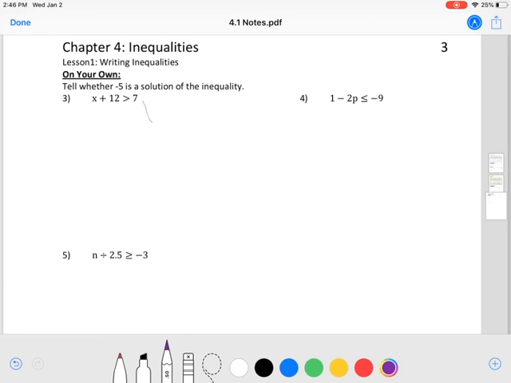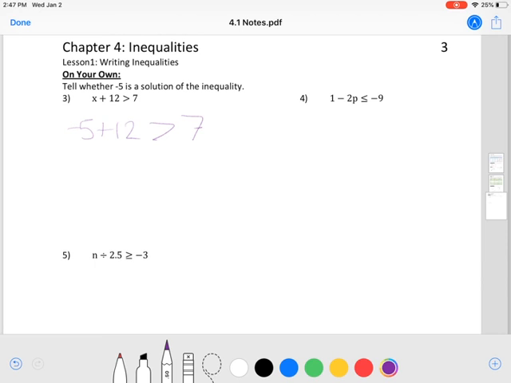All right, so number 3, x plus 12 is greater than 7, and it wants us to say whether negative 5 is a solution. So first things first, we're going to plug in our negative 5 for our variable. So negative 5 plus 12 is greater than 7. And again, I'm going to put this little dash just so you guys don't get confused between my inequality signs and my 7.